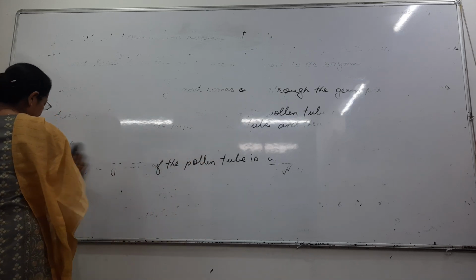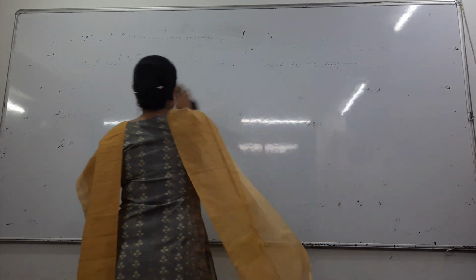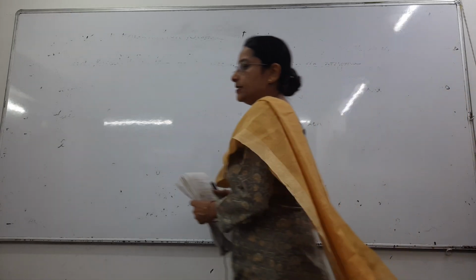Next, you need to know some information about the pollen tube. So write zones of a pollen tube. Or make pollen tube the heading. It's better to write pollen tube.